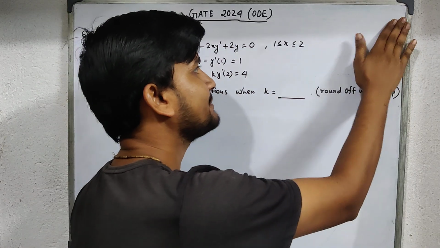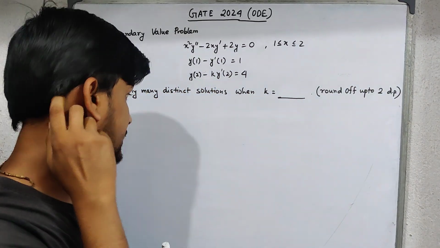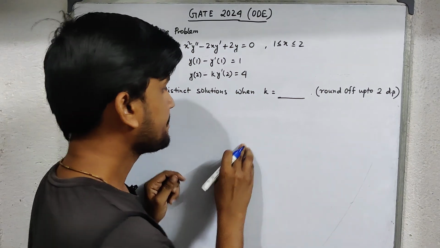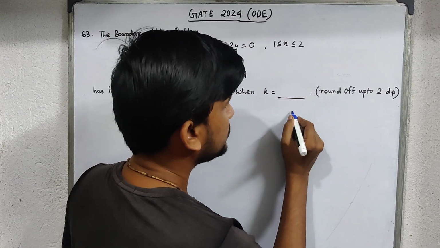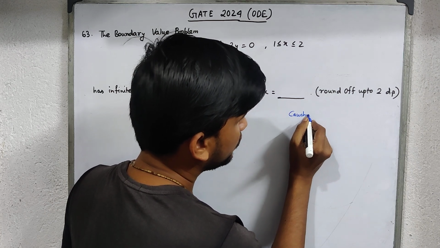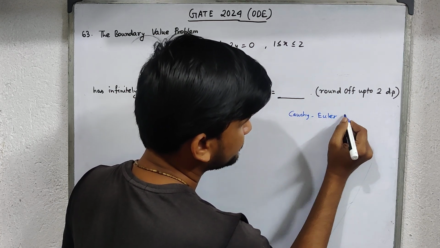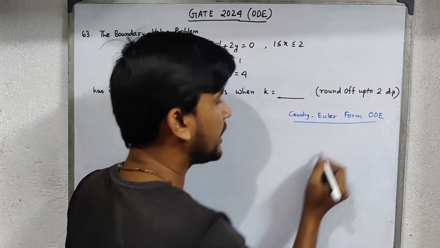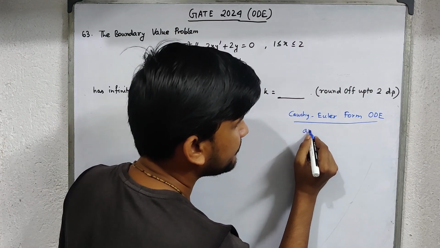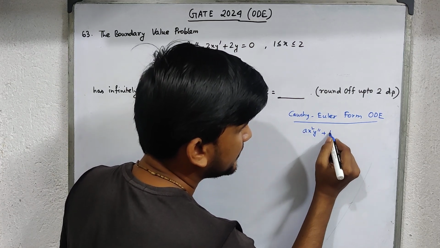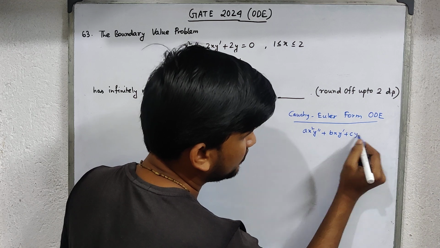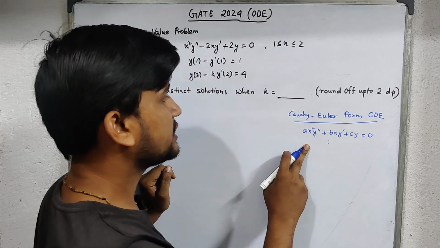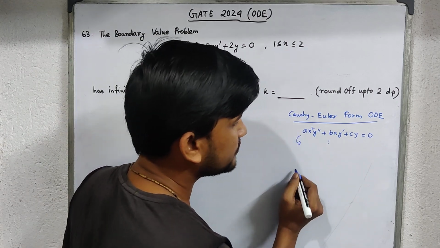Now this is a very nice problem, and behind the question the concept is the Cauchy-Euler form of ODE. We have to know this thing: if ax square y double dash plus bx y dash plus cy equals 0, with the boundary condition present here, this is known as the Cauchy-Euler equation.